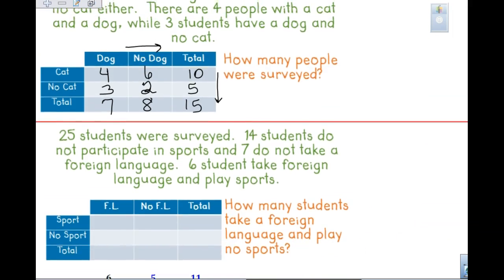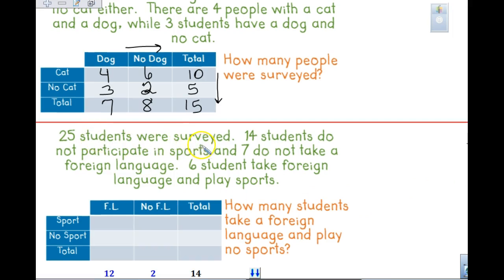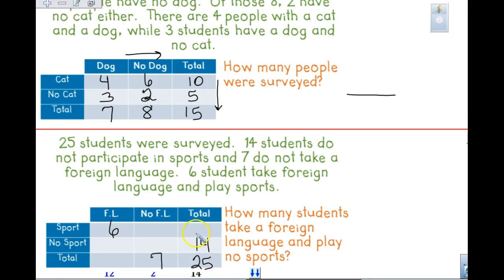So as you are trying this next one, 25 students are surveyed. 14 students do not participate in sports. 7 do not take a foreign language. 6 take a foreign language and play sports. This 14 is going to give us 11. 11 minus 6 to give me the 5 of no foreign language. 5 to add to give me 7 has to be 2. So now I can take 14 minus 2 to figure this one out, which should be 12.